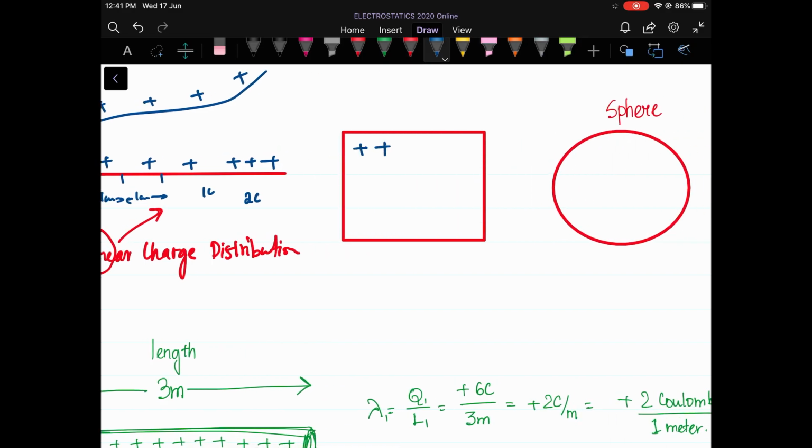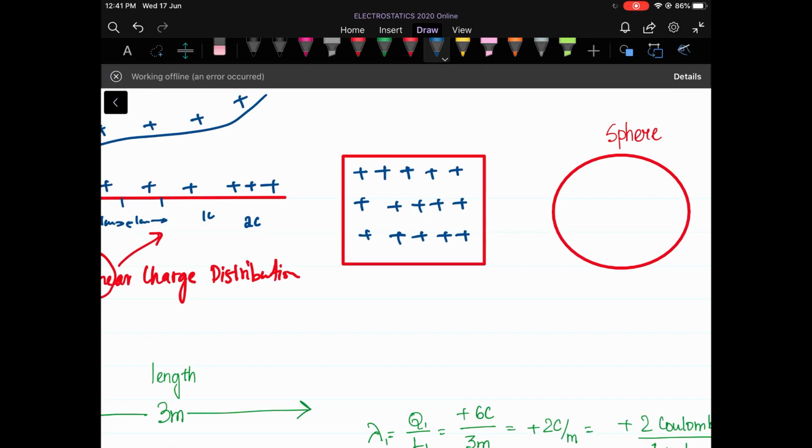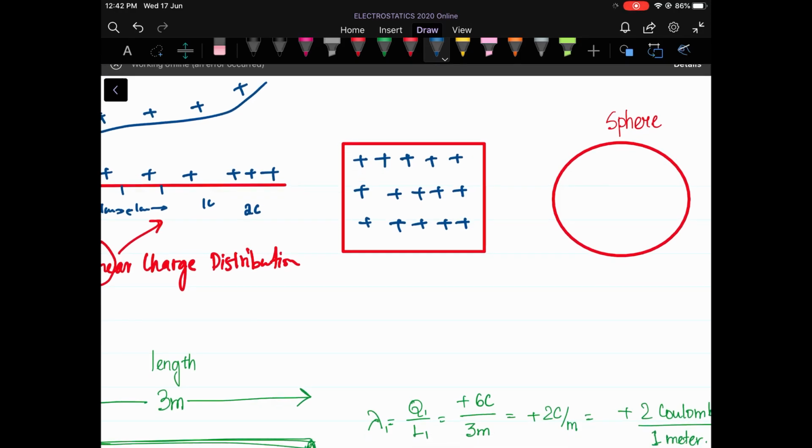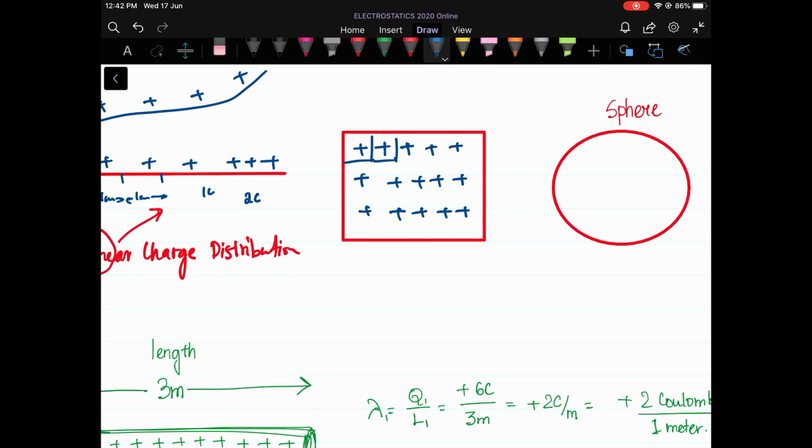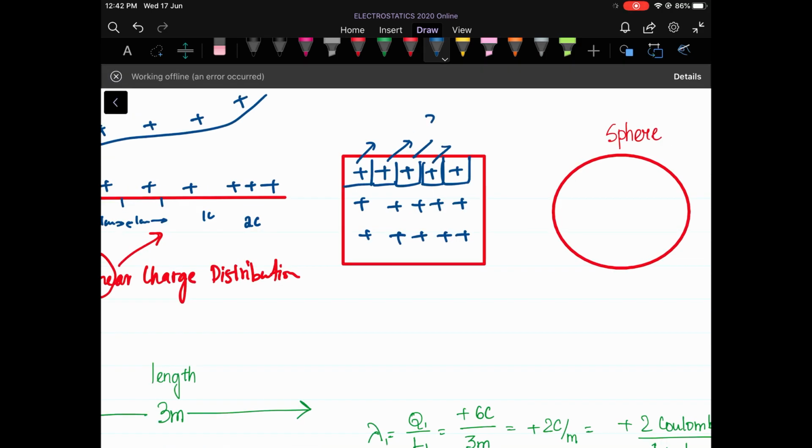and on this area we are placing charges uniformly, then this distribution we will call surface charge distribution. Here again we'll call it uniform if every area that we talk about, let's say every 1 unit area, 1 meter square, and every area that we have taken of 1 meter square has equal amount of charge, then we will again call it uniform charge distribution, and we'll call it surface charge distribution.